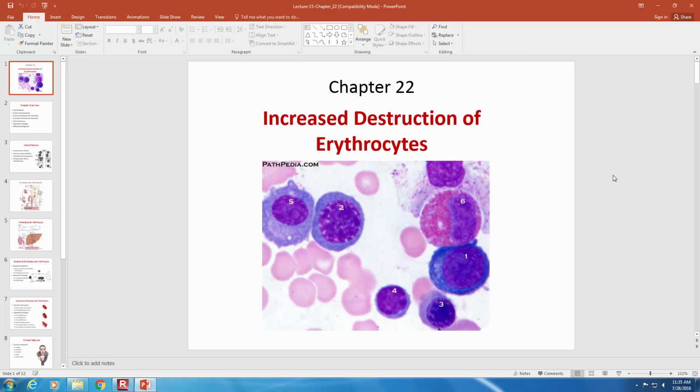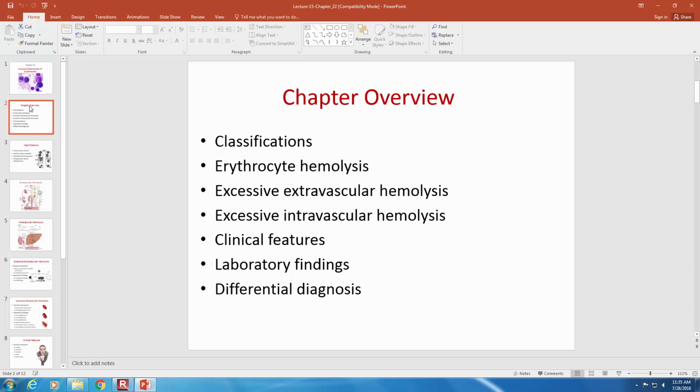So, increased destruction of erythrocytes, red blood cells. We are on the last stretch of red blood cells. We're going to finish it up quickly. Middle of next week, we're going to finish up red blood cells. We're going to move into white blood cells. So you're almost done. We're going to talk about the reasons that the red blood cells are destroyed. Okay? How they are destroyed. What happens when they're destroyed. And that's going to be the beginning of the next few lectures.